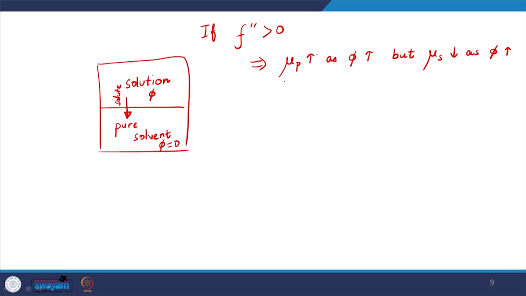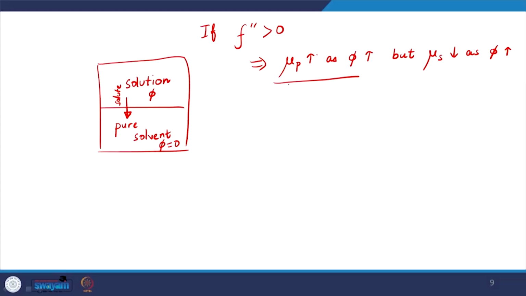So, for solute movement, phi will decrease when we go from solution to the pure solvent phase, and only that will result in a lowering of chemical potential. If the transfer is the other way around, that will result in an increase in the chemical potential, and we want to go in the direction of decrease in the chemical potential. So this tells me that solute has to go from solution to the pure solvent phase.